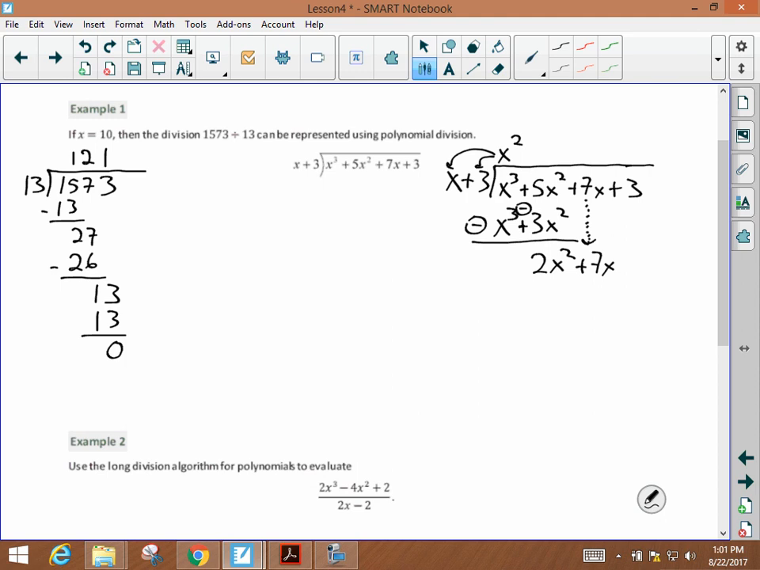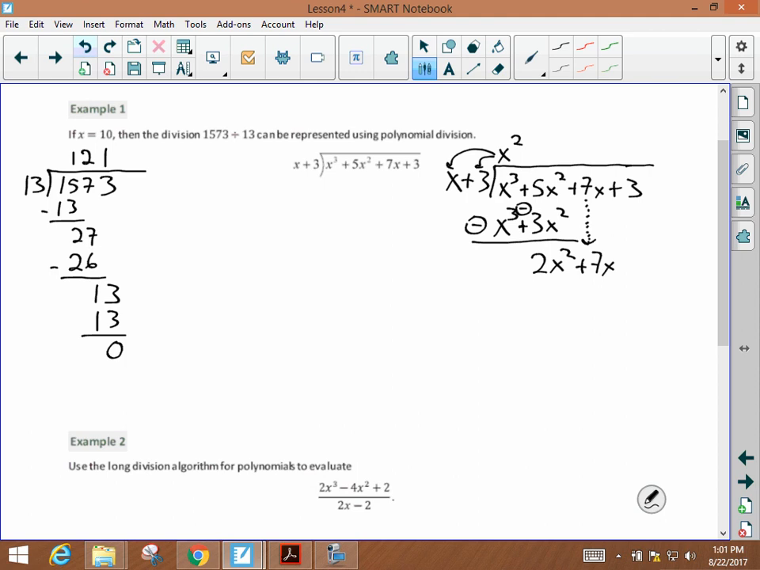right? If we look at that, to the point over here in our numerical long division problem, where we had subtracted 13 from 15, and we had 27, right? We had this 27 right here. What did we do? We said, how many times does 13 go into 27? It goes in 2 times. We're going to do the same thing here.